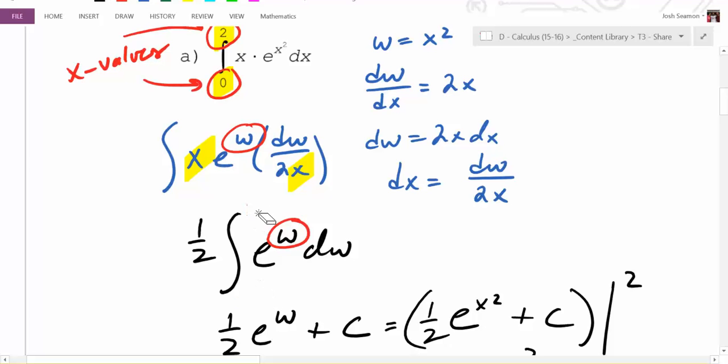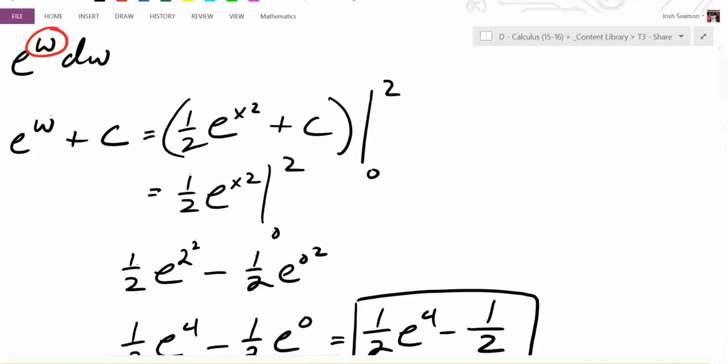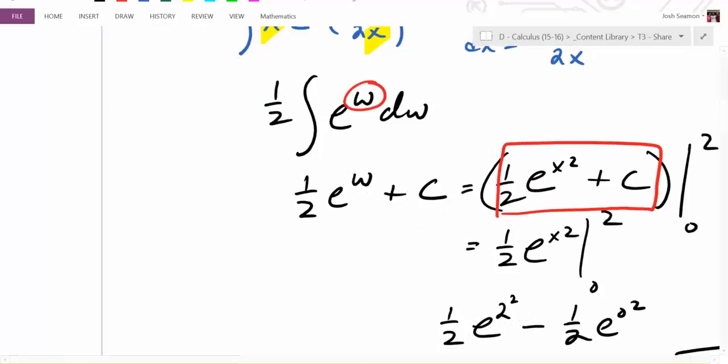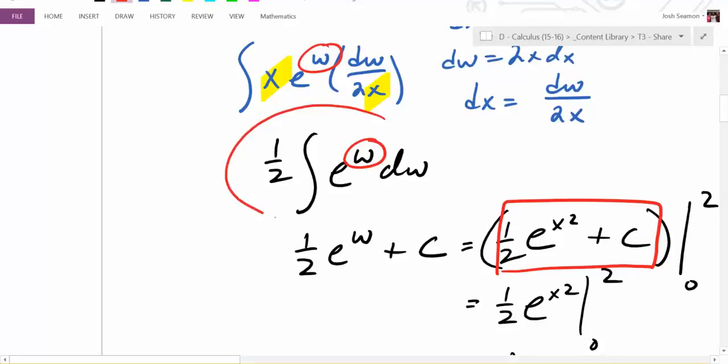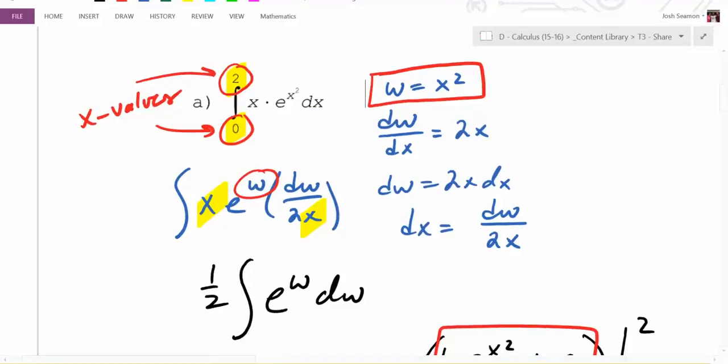So you have two choices here. You either can go all the way to the end, get to here, and then do 0 to 2, or do something a little different. What we could do at this point is, how many variables do you see right here? What's the only letter you see there? W. So if we're going to do W, we need it in W. What's the relationship between X and W? W in terms of X is X squared, right?